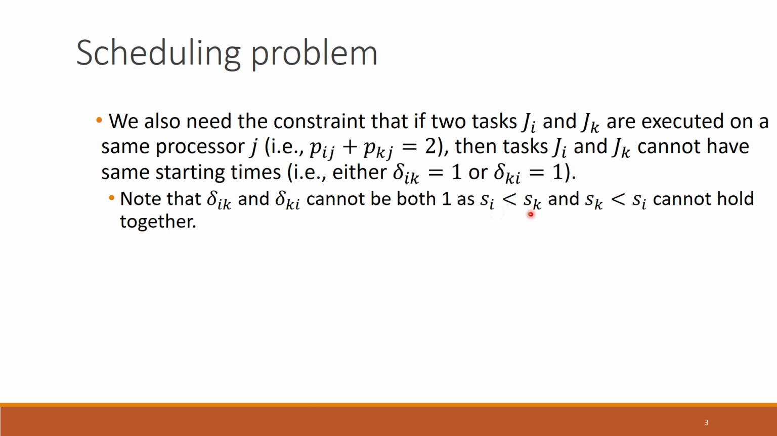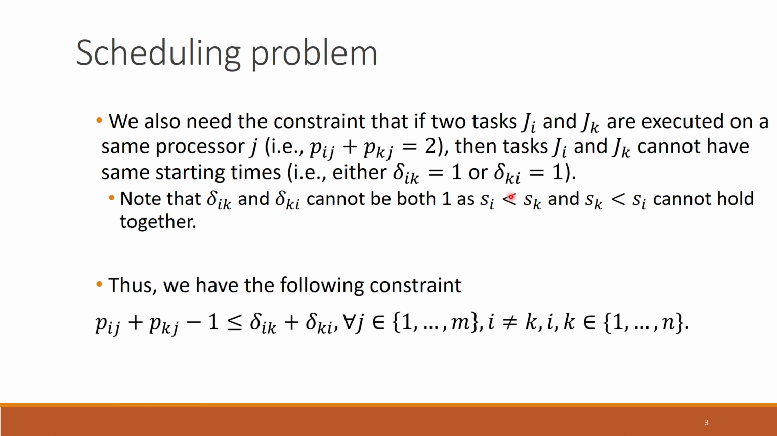It means that Si is less than Sk. And what does it mean if delta Ki is equal to 1? It means Sk is less than Si, and both of these two conditions cannot hold simultaneously. So, we cannot have delta Ik and delta Ki to be equal to 1 simultaneously. Okay, so let us see how we can represent this constraint mathematically. This is the way we represent that constraint here.